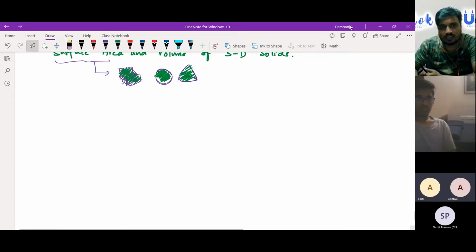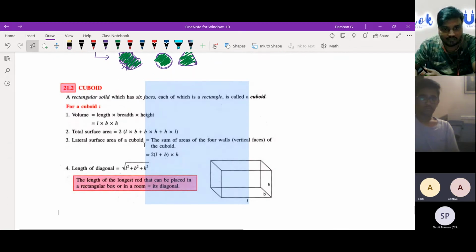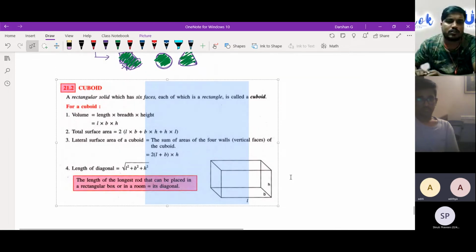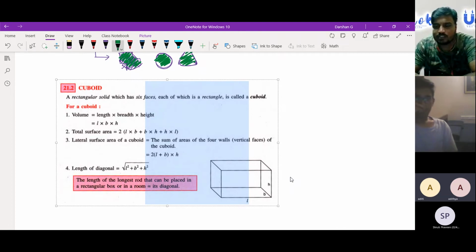So the first solid we're talking about is the cuboid. Let's see how it goes. I've just taken this directly from the textbook so that we are not missing anything. A cuboid is a rectangular solid which has 6 faces, each of which is a rectangle, and is called a cuboid. Simple. Next, volume is equal to length into breadth into height.